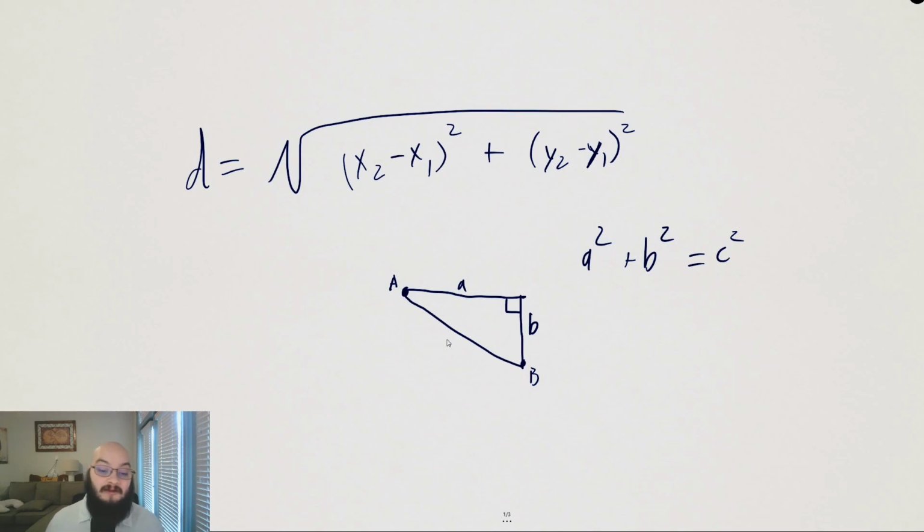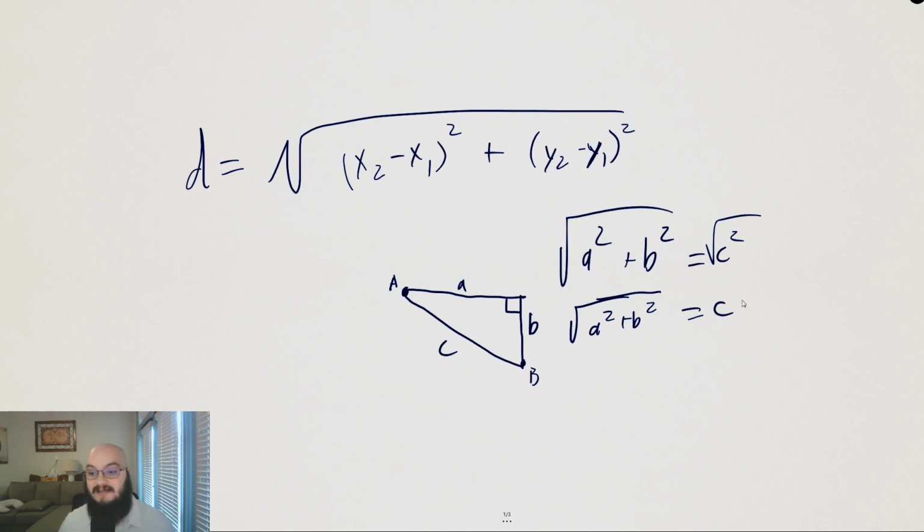And then finally, this distance overall is c. And in order to find c, we would have to square root both sides. So we would square root both sides, and this square root would get rid of this square. So we wind up with the square root of a squared plus b squared is equal to c. And that is where the distance formula comes from. It's just a fancy looking Pythagorean theorem.